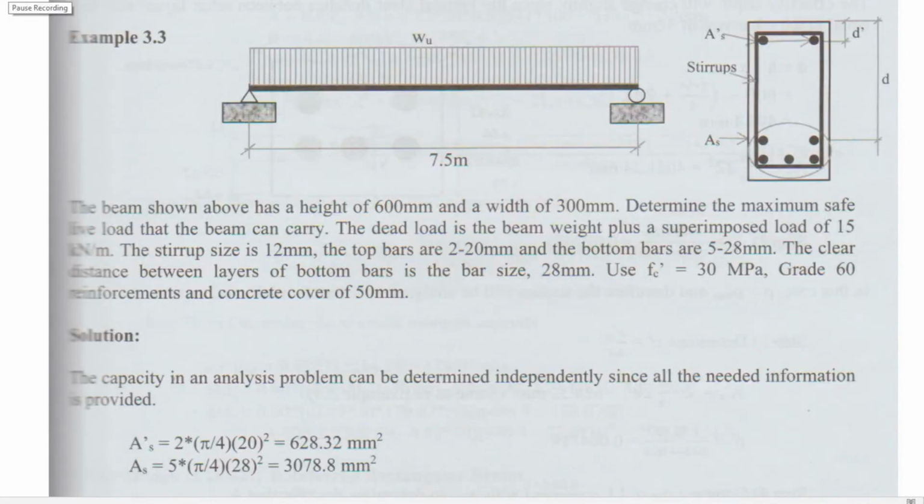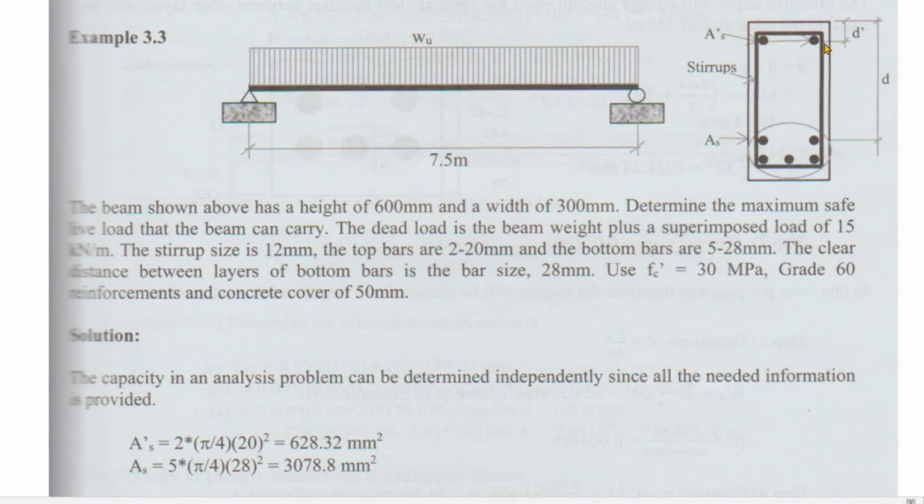So let's take an example. The beam shown above has a height of 600 mm. So ito yung overall height, ano? From the top to the bottom of the beam, overall height, and a width of 300 mm. Determine the maximum safe live load that the beam can carry. The dead load is the beam weight plus a superimposed load of 15 kN per meter. The stirrup size is 12 mm. The top bars are 2 pieces of 20 mm.